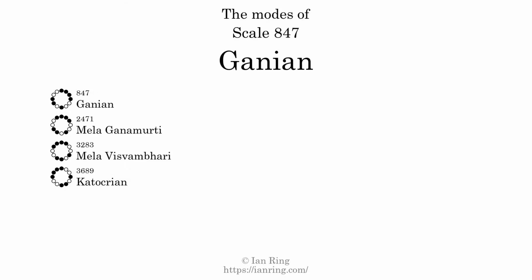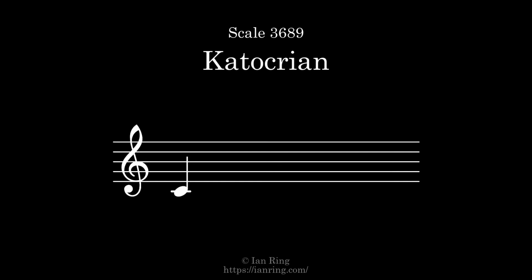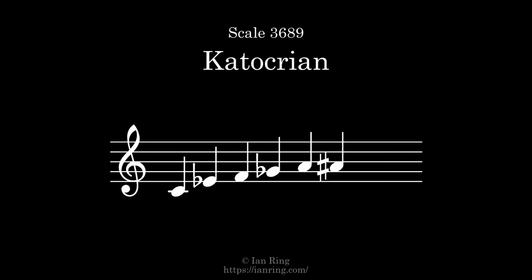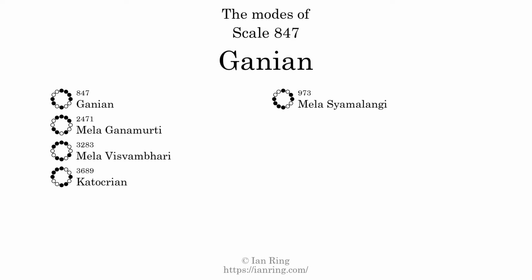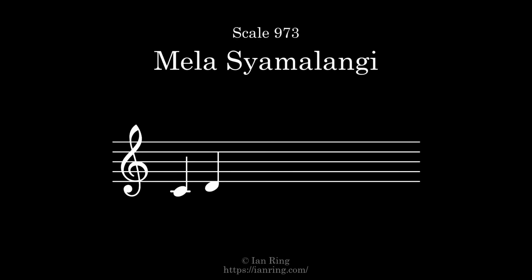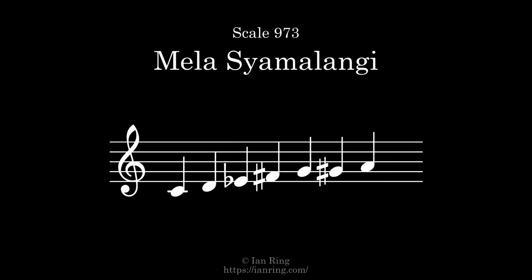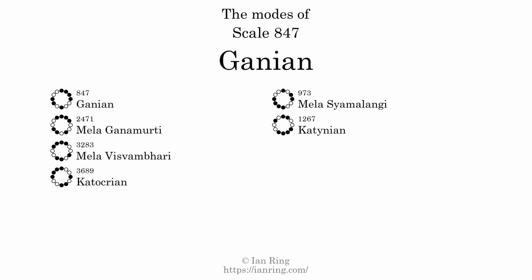The fourth mode is scale 3689, also known as Ganian. It sounds like this. The fifth mode is scale 973, also known as Ganian. It sounds like this. The sixth mode is scale 1267, also known as Ganian. It sounds like this.